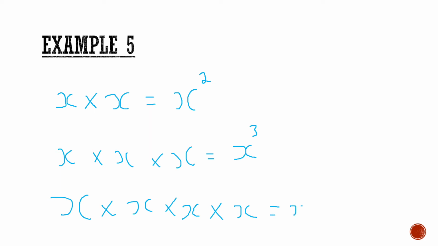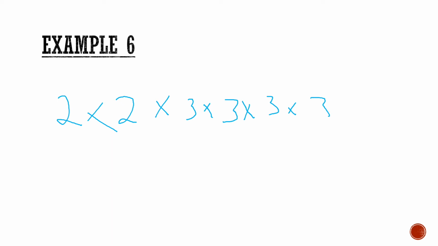So that is just a summary of what we have been doing so far. Let's say I had 7 times 7. That is going to be written as 7 to the power of 2, because I've got 2 7s multiplied together. So that is a little summary of what we have covered so far. Now let's look at some slightly trickier ones.